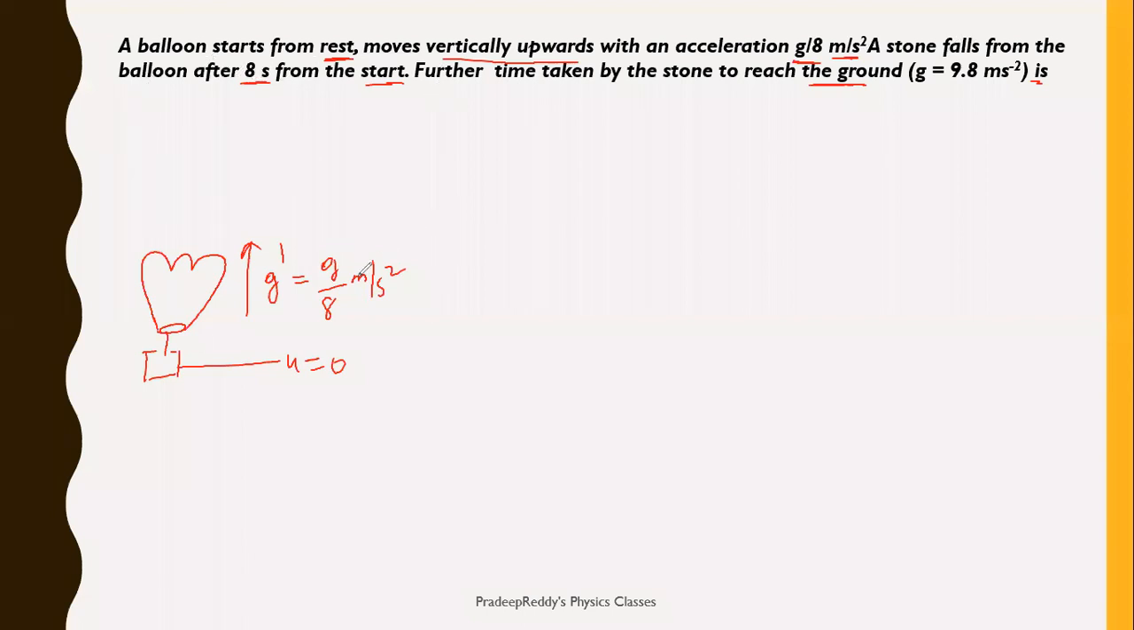That means this balloon has started at this position. It is going upward. It has gone to some position. Let me name this as A. Let me name this as B. And from A to B, it has taken time 8 seconds. And at this position, a stone has fallen. A stone falls from balloon after 8 seconds from the start. That means at this position B, a stone is falling down, right? Now understand carefully. When this balloon is going from A to B, it has some velocity.